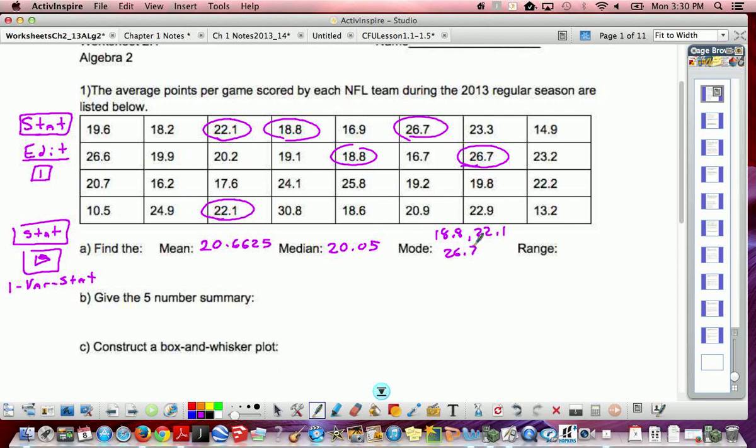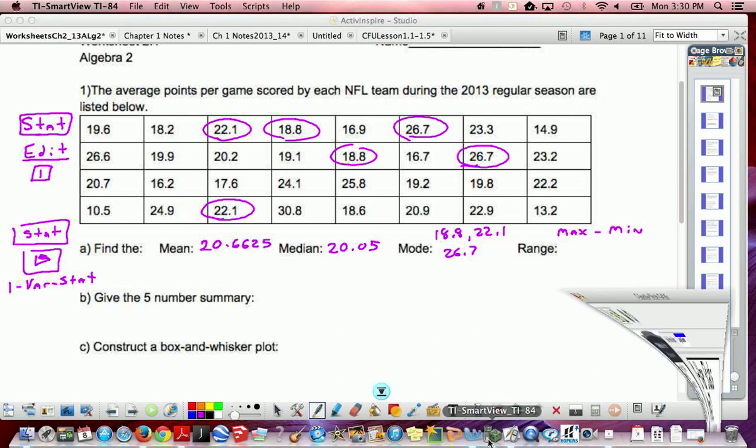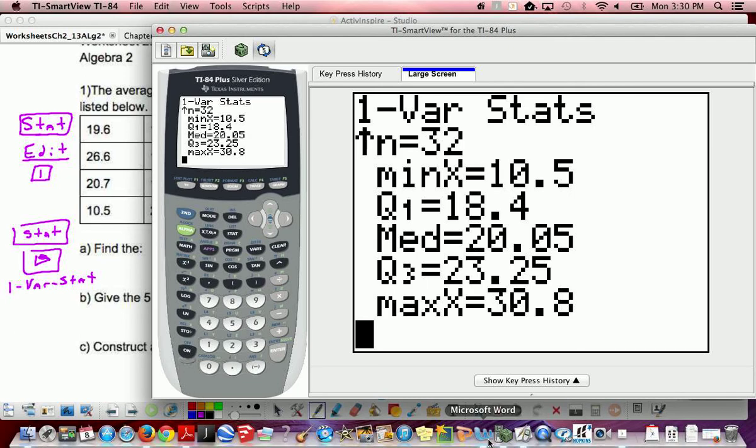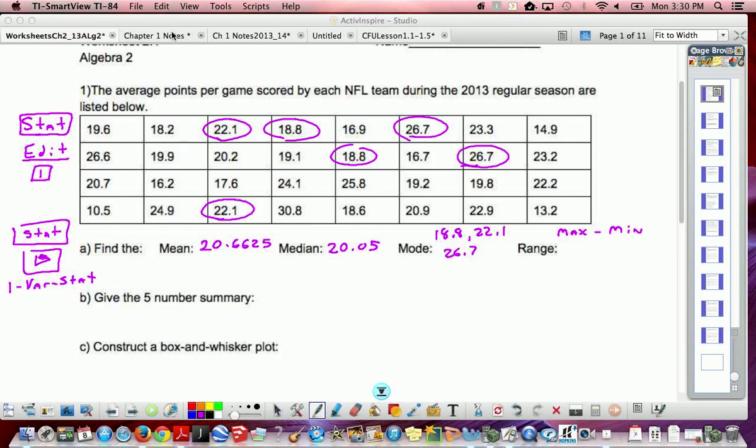To do your range, you're going to do your max score minus your min score. So if you go back to your calculator here and your 5-number summary, you'll see a max of 30.8 and a min of 10.5. We'll note those right here. So to get our range, it's 30.8 minus 10.5, or I get 20.3.